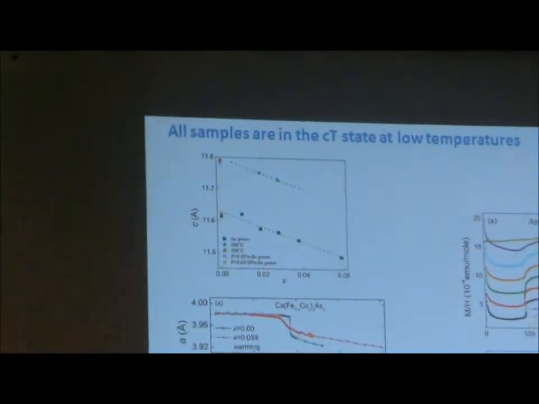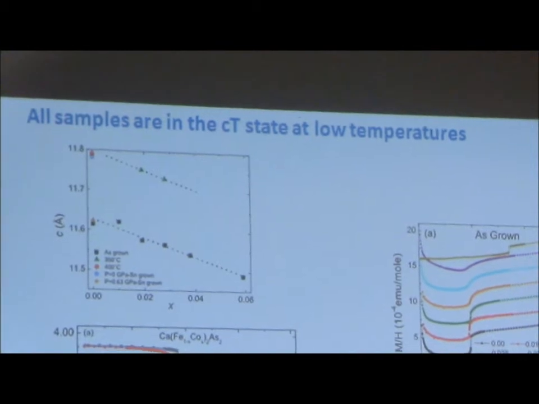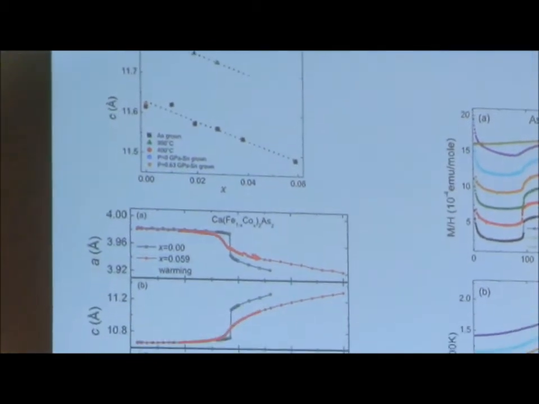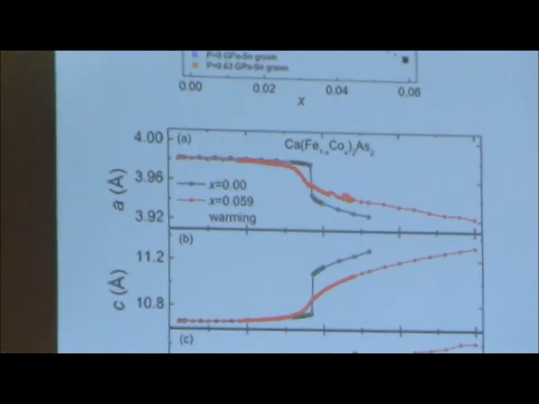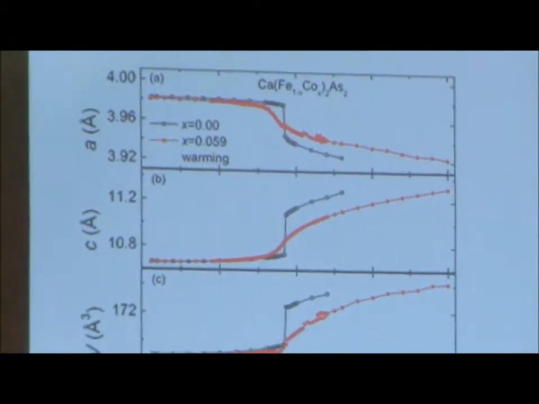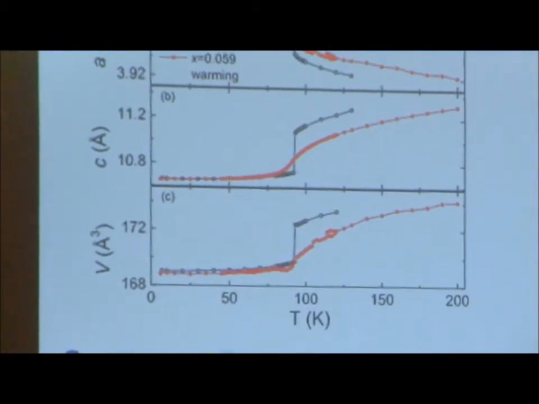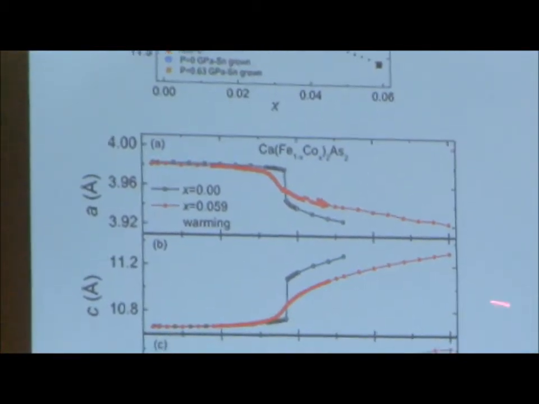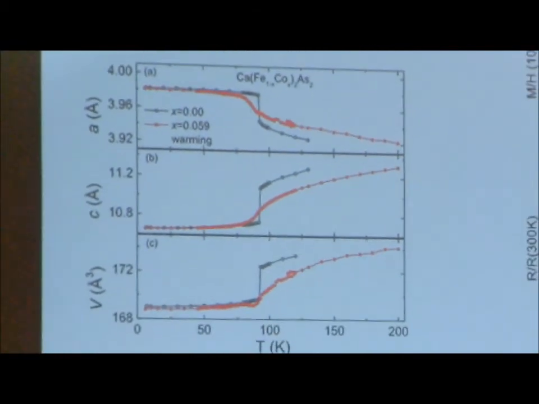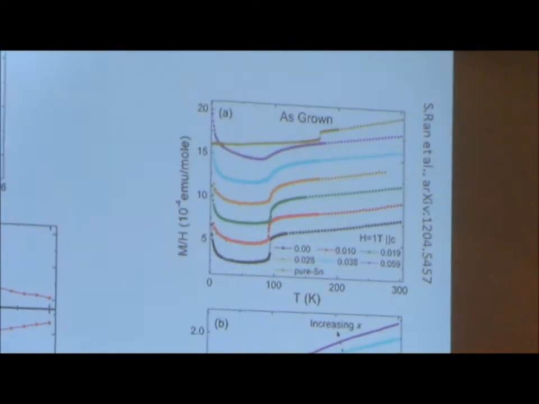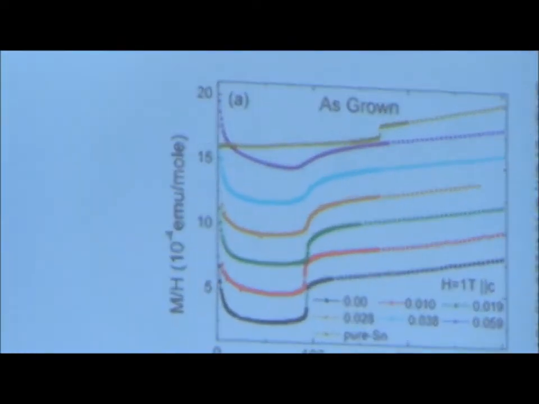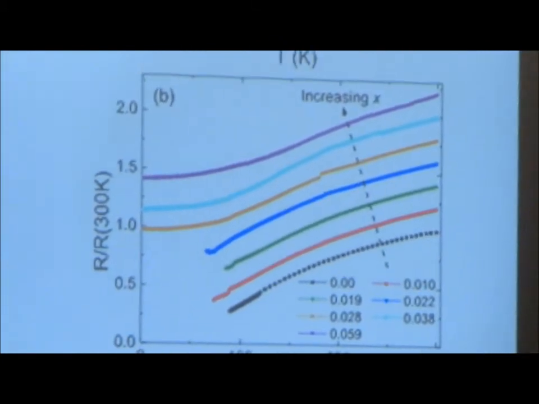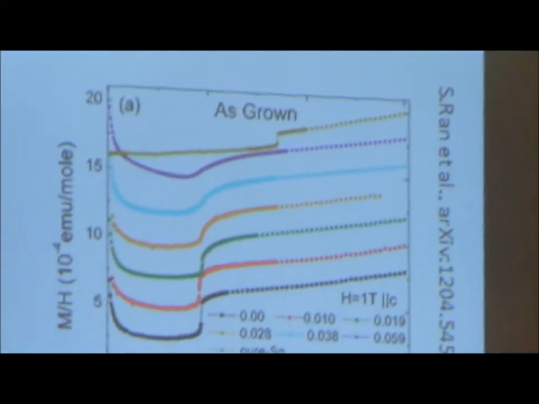Unfortunately, there was another surprise for us. We went up to 6% of cobalt in this material, and we saw that all these samples are in the collapsed tetragonal phase, which was proven for one of them, at 5.9%, by experiment. So if you just use the parent sample, everything is right, but once cobalt goes in, you end up in the collapsed tetragonal phase.